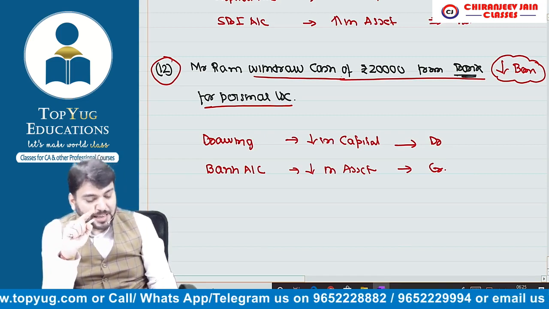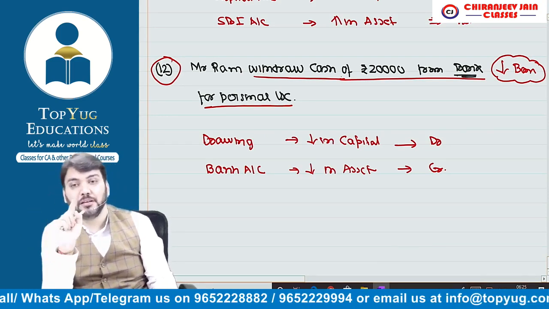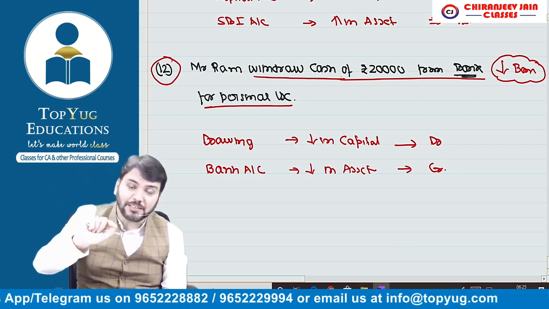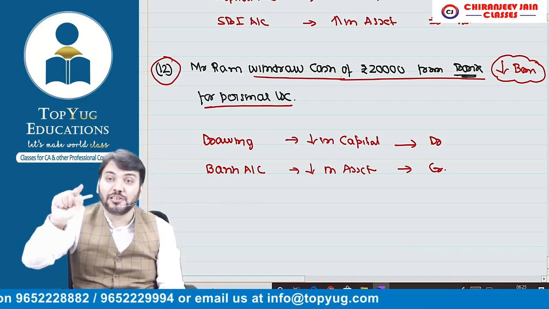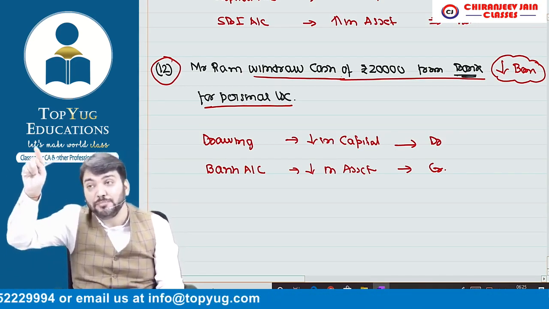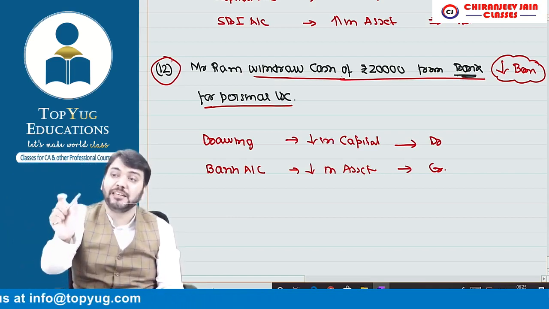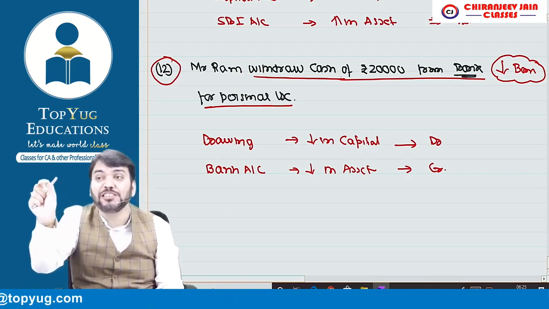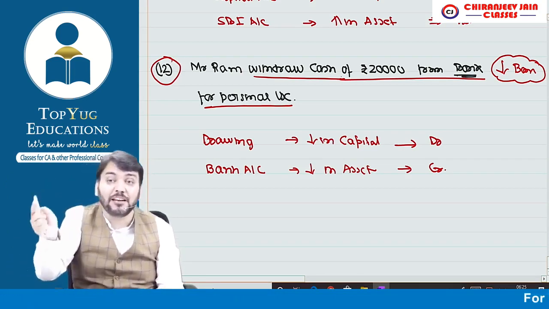Bank means business cash is affected, but which cash? The cash which has been deposited in bank. So when we say cash withdrawn from bank, it means the cash which is in bank has decreased. Bank always represents the cash which is deposited in bank, and that got decreased.